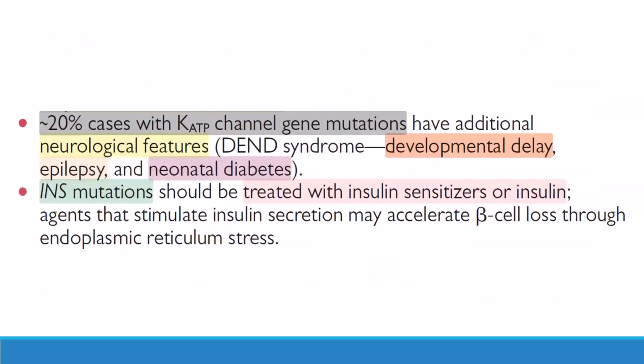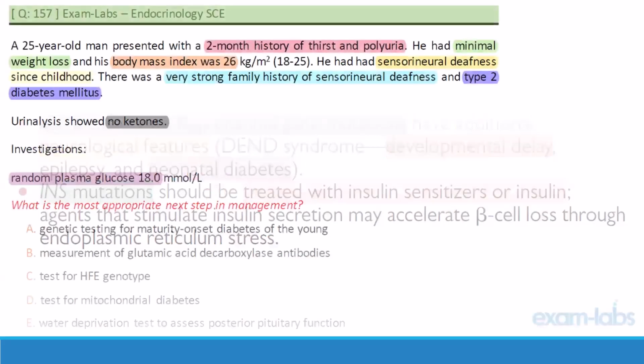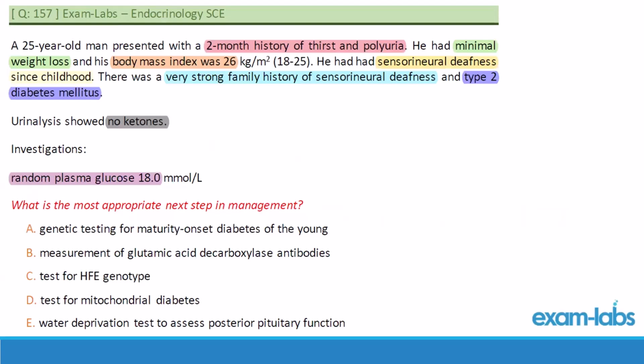20% of the KATP channel gene mutation cases present also with neurological features: developmental delay, epilepsy, and neonatal diabetes. And another gene mutation, the insulin gene mutation, should be treated with insulin sensitizer or insulin therapy if the gene mutation is available. Let's go to another category of different types of diabetes mellitus.